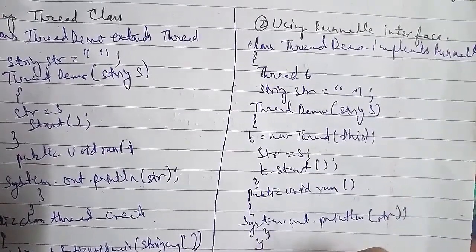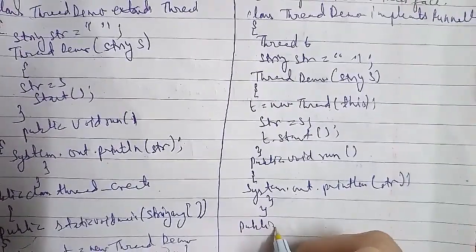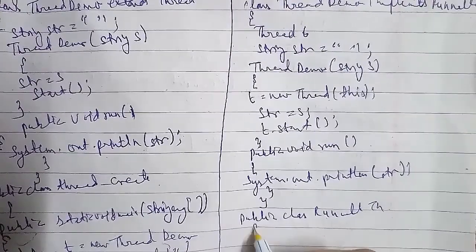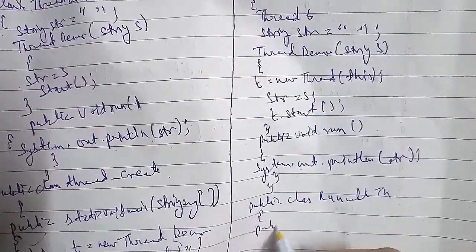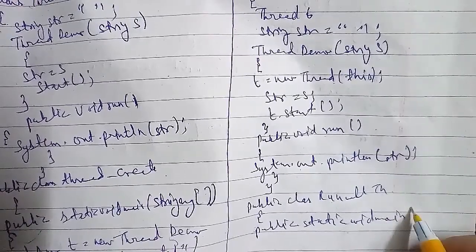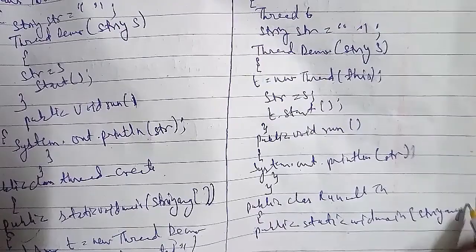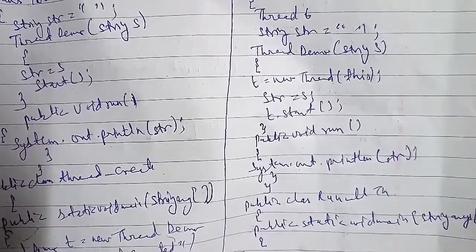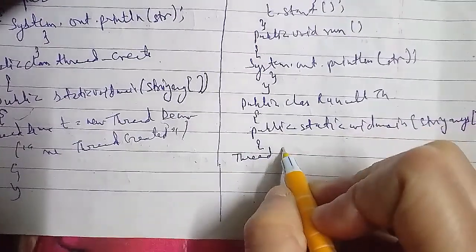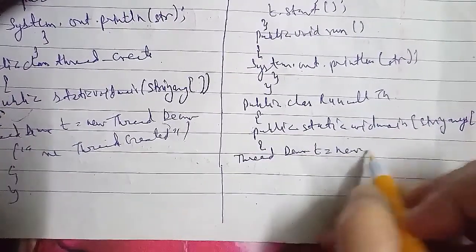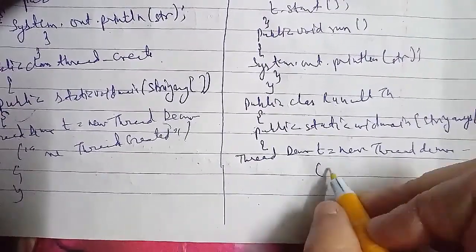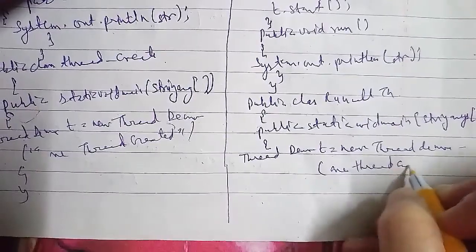Now another one, public class Runnable, public static void main(String args[]), ThreadDemo t equals new ThreadDemo, start another bracket from here only, one thread created, it invokes the constructor, then closing both the curly brackets here.